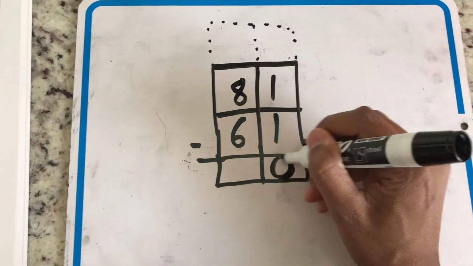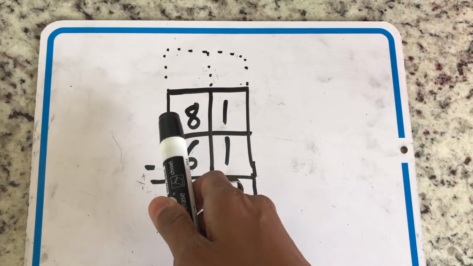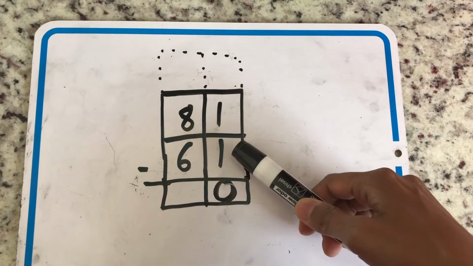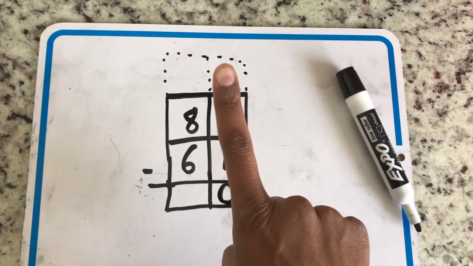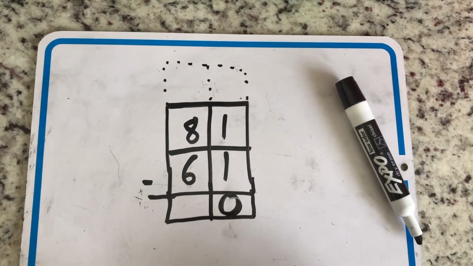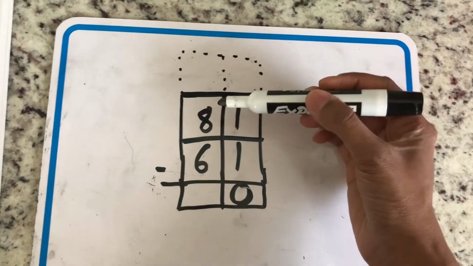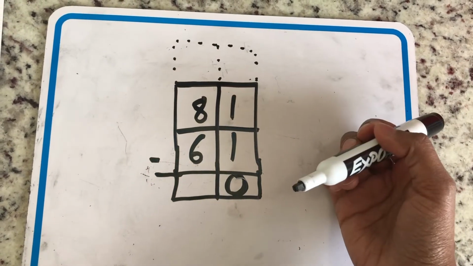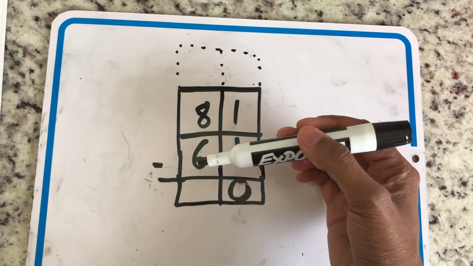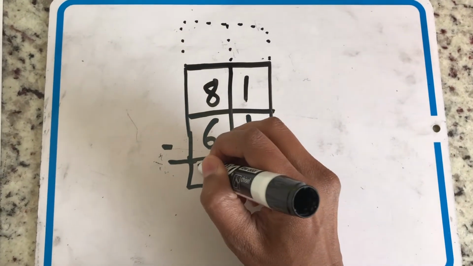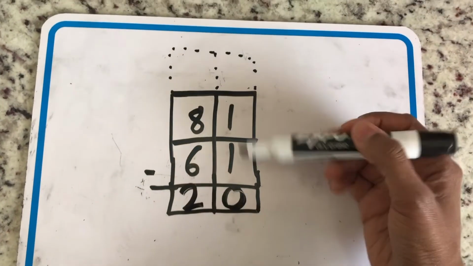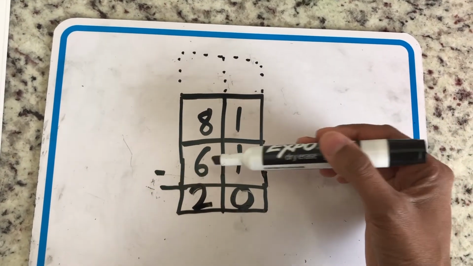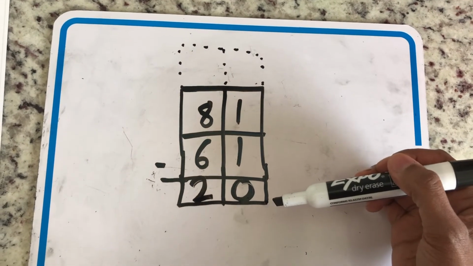So for this question, I don't have to go next door to regroup one of the 10s because I didn't need to, because I already have 1 and I just needed to take away 1. And I have exactly that. 1 take away 1 equals 0. So now we can go to our 10 section. 8 take away 6. So if we have 8, I need to take away 6. That leaves me with 2. So my answer here is 20. 81 take away 61 equals 20.